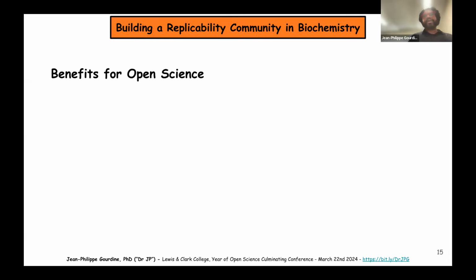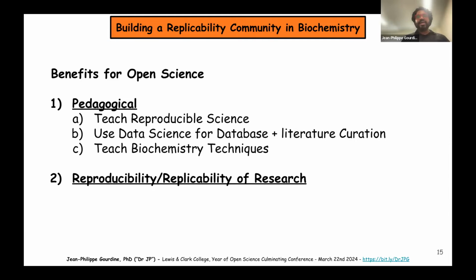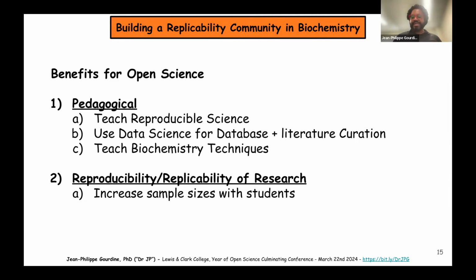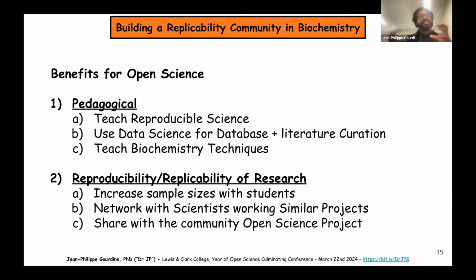So there are a lot of benefits, and I know I'm preaching to the choir here in terms of pedagogy: to teach reproducible research, to use data science for curation, to teach biochemistry techniques, but also in terms of replicability of research, we can increase the sample size with students, increase the network with scientists who work on similar projects, and share with the community with an open science project.